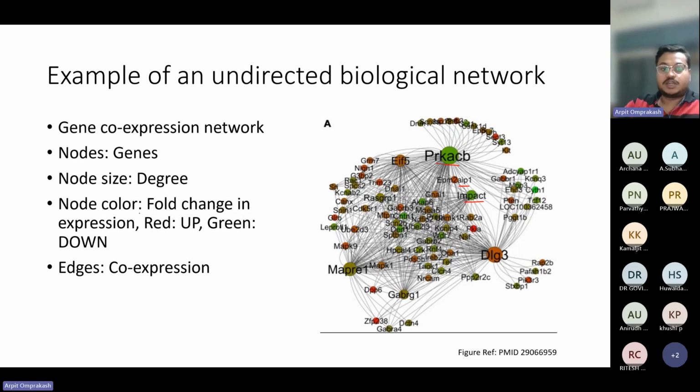Okay. The node color basically represents the fold change. If the node color is red, that means the gene is upregulated. If the node color is green, it means the gene is downregulated. And the edges basically represent some value of co-expression. So if this gene is expressed, the edge means this gene also is somehow related to the expression of that gene.